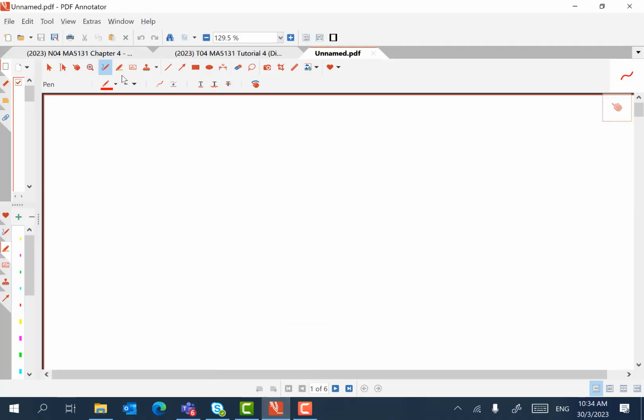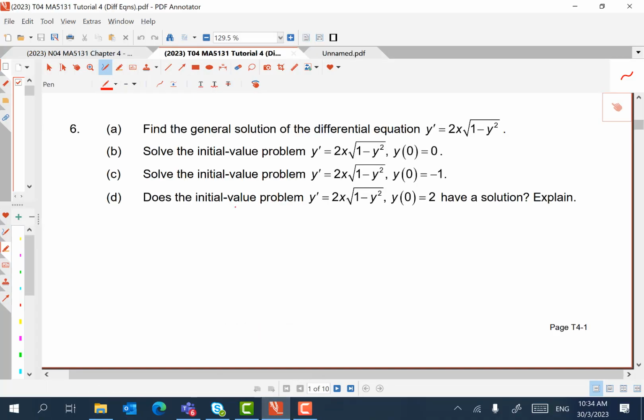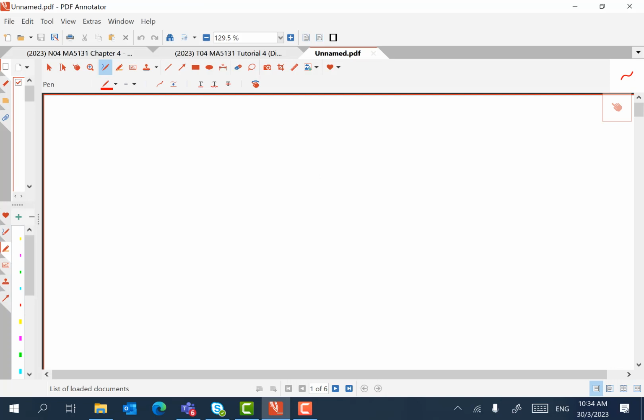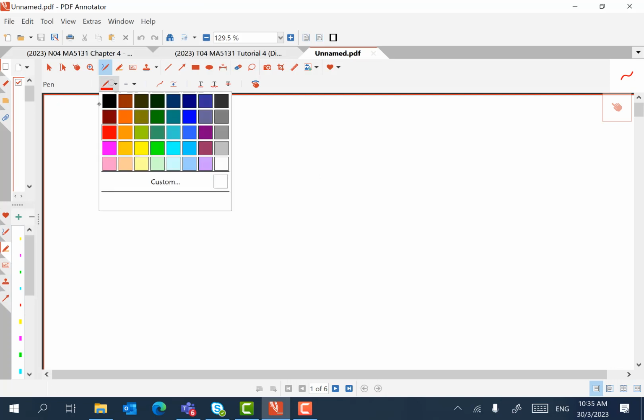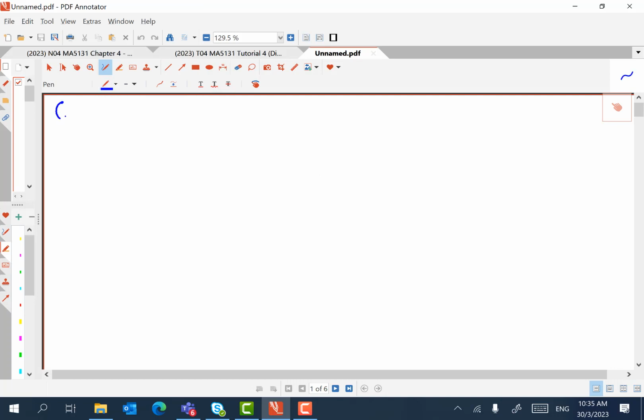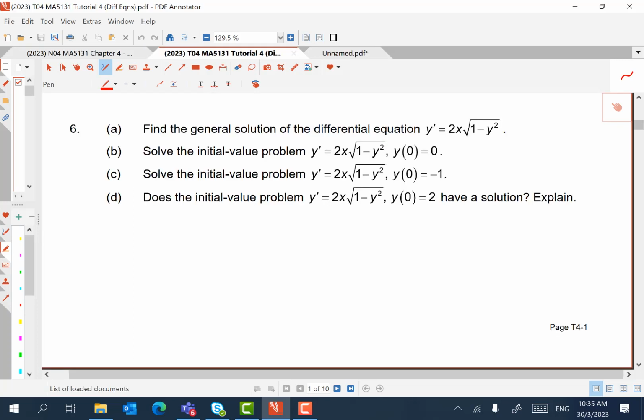Okay, question 6 is like this. y prime equals 2x times the square root of 1 minus y squared. So for a question like this, part 6a: dy/dx is equal to 2x times the square root of 1 minus y squared.